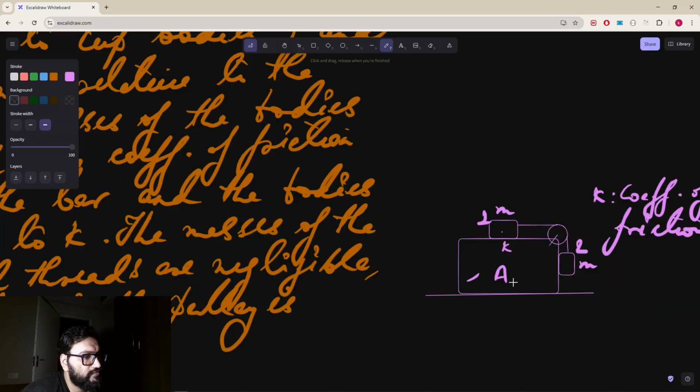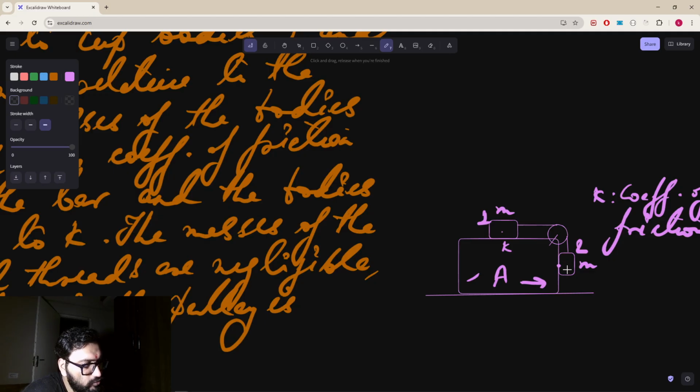Now, this body A is slowly forced to move in the rightward direction. Okay. Now, as we force it to move in the rightward direction with some acceleration, there would be some frictional force between the body A and mass 2, right? Body 2. And what would be the direction?